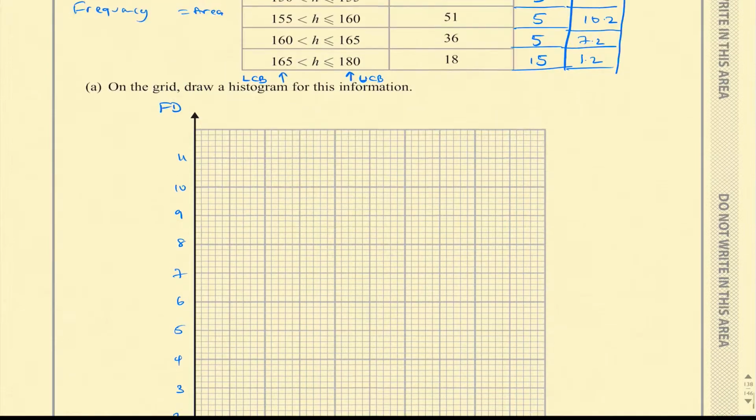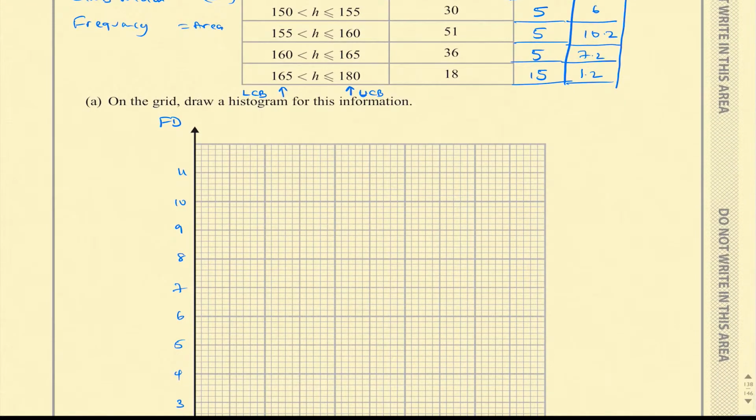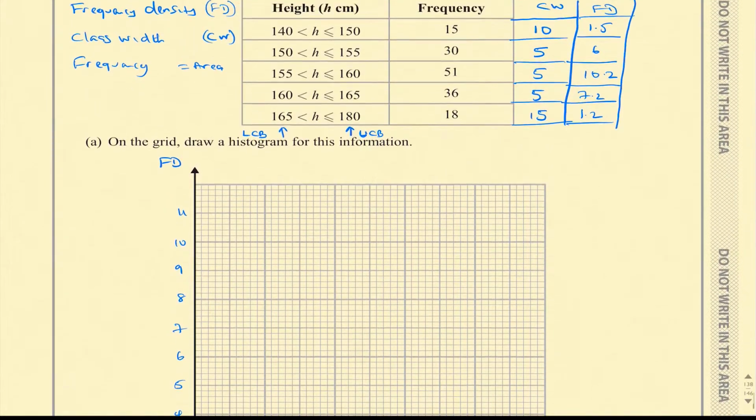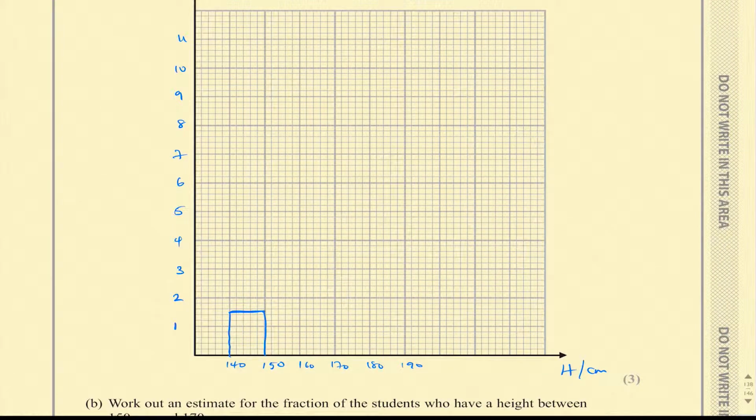Okay, next one is from 150 to 155, and we are plotting the height of 6. So we want to go 6 up here and halfway down. So let me just delete all of them and do that again. Make it really nice. Okay, so 1.5.